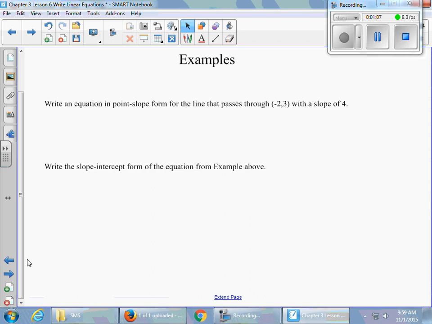Write an equation in point slope form for the line that passes through (-2, 3) with a slope of 4. As always, I suggest you write down the formula first. That will help you remember it. y minus y1 equals m times x minus x1. Then we simply just fill in the parts into our formula.